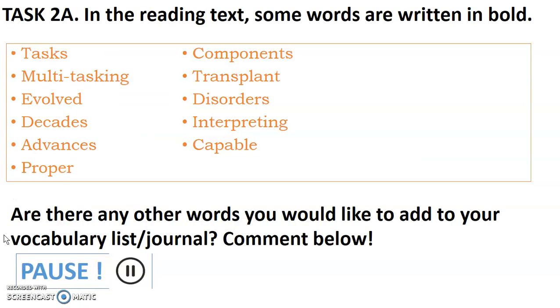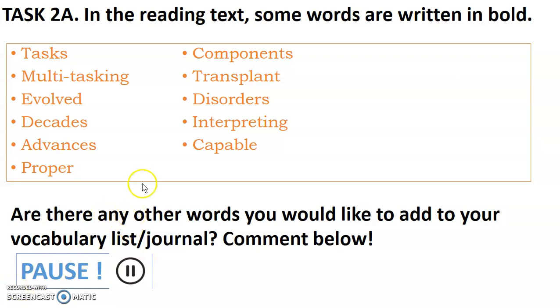This is the next task. In the reading text, some words are written in bold, right? So these words were tasks, multitasking, evolved, decades, advances, proper, components, transplant, disorders, interpreting, capable. Are there any other words you would like to add to your vocabulary list or your vocabulary journal from the reading? Please pause the video and comment below. I will be responding to your comments as much as I can.